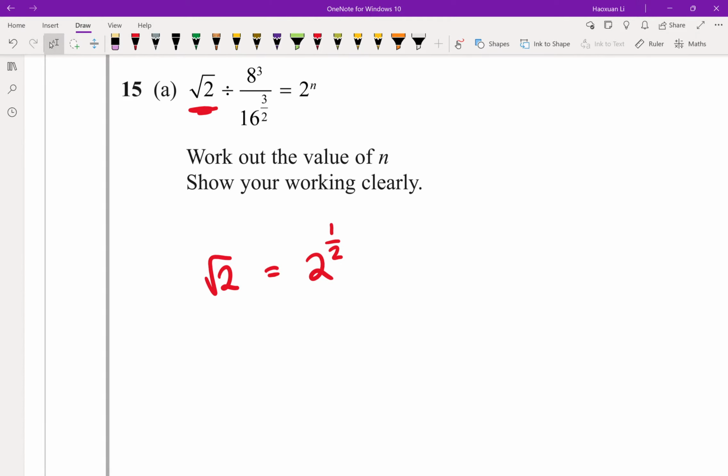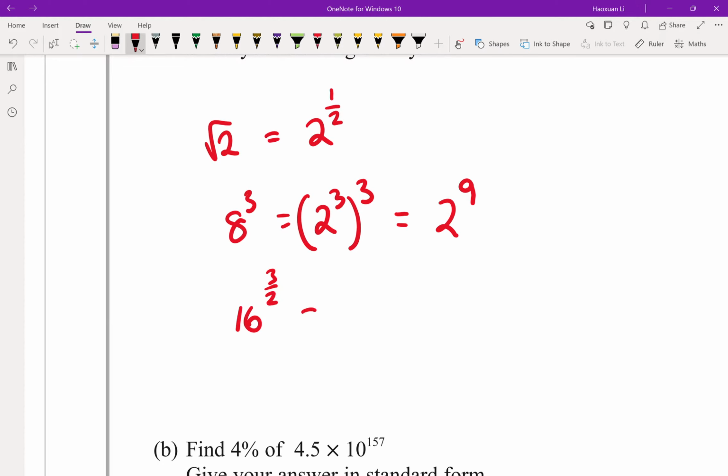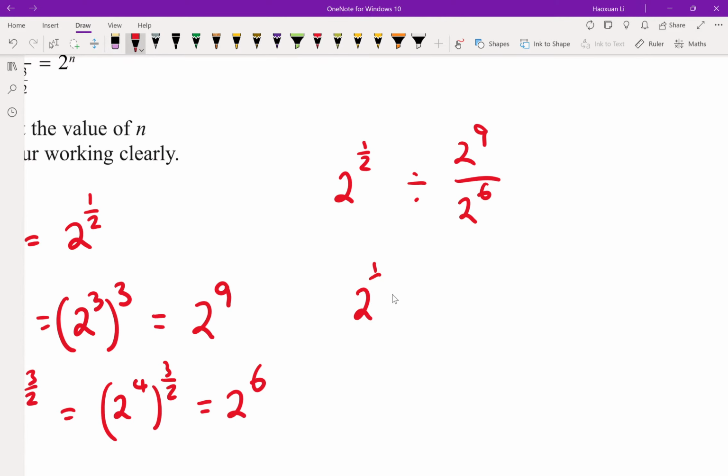And 8 cubed will be equal to 2 to the power of 3, to the power of 3. So this gives 2 to the power of 9. And 16 to the power of 3/2 equals 2 to the power of 4, to the power of 3/2, which equals 2 to the power of 6. So therefore, 2 to the power of a half, divided by 2 to the power of 9, divided by 2 to the power of 6. If you simplify it, this should give 2 to the power of a half, divided by 2 to the power of 3.